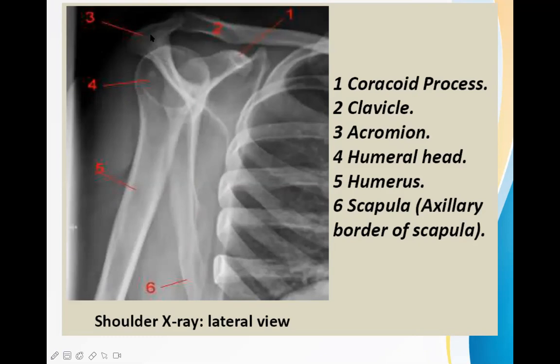Now, this is the acromion process. Number 2 is the clavicle, and number 1 is the coracoid process. Please repeat this until you are quite confident. This is the lateral view of the shoulder.